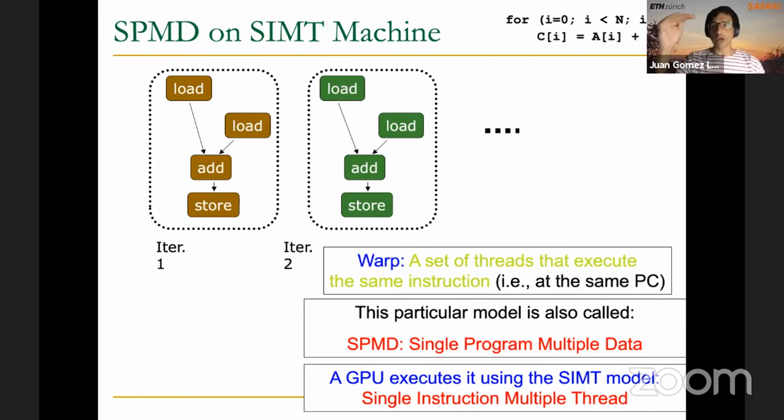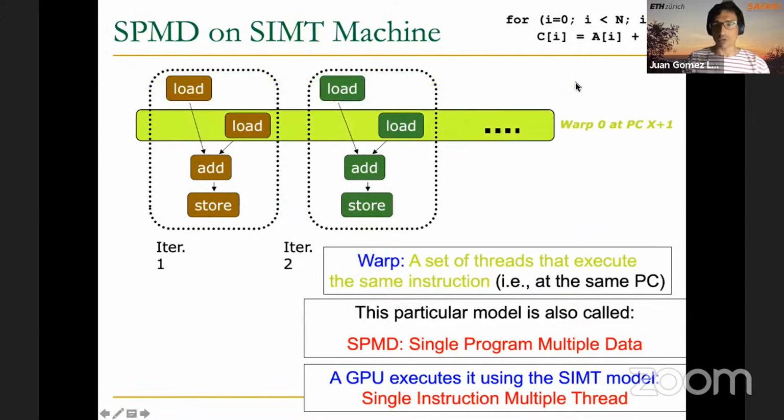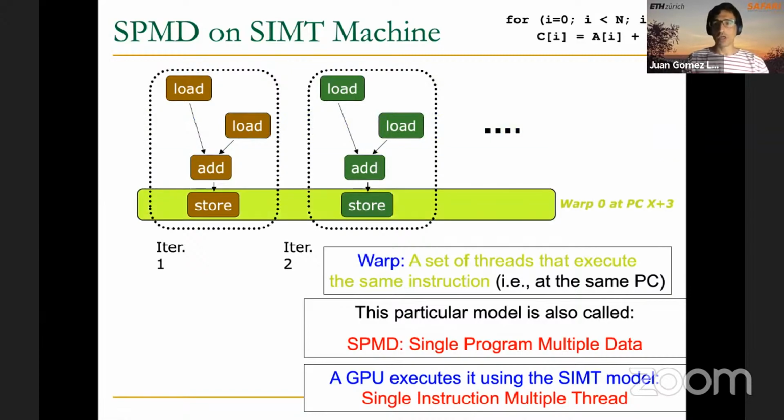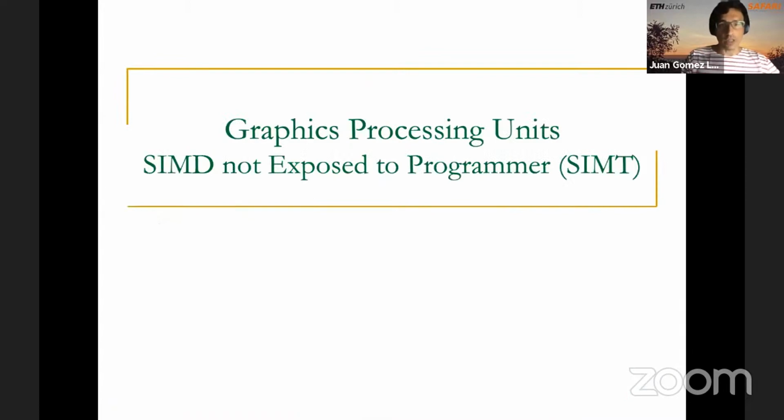For each warp, we have a sequence of instructions that are going to be executed one after the other. For example, this instruction here, observe that it is not a vector instruction. This is a warp instruction that resides at PC X. So this is instruction X for warp 0, and this is instruction X plus 1 for warp 0, X plus 2, X plus 3. Okay, let's go into the details. Graphics processing units are SIMD not exposed to programming, and this is what we call SIMT.